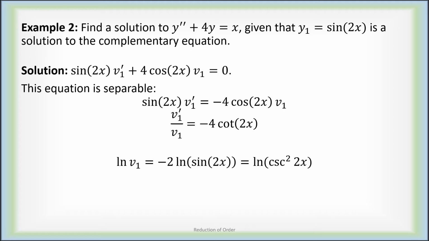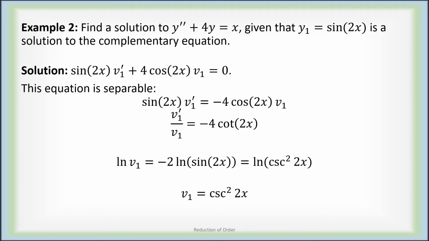In other words, the log of cosecant squared of 2x. Just bringing this negative 2 in as a power, sine to the minus 2 power becomes cosecant squared. Then, exponentiating both sides, we get that v1 must be cosecant squared of 2x. So we have found a v1 that solves this complementary equation.